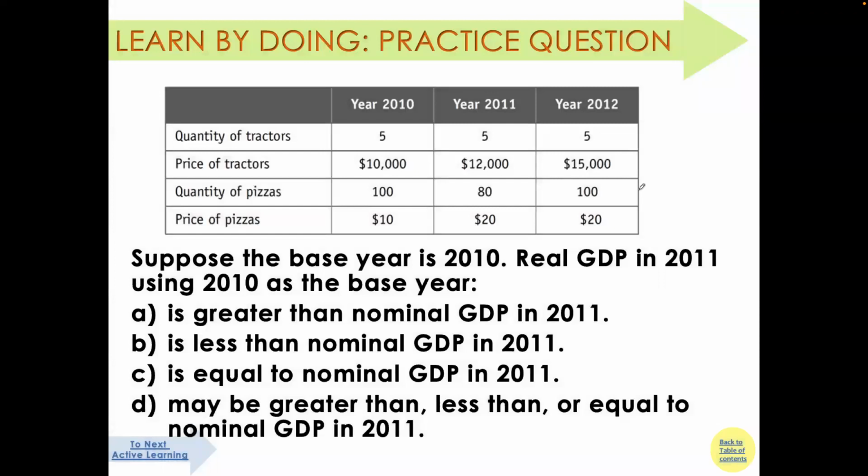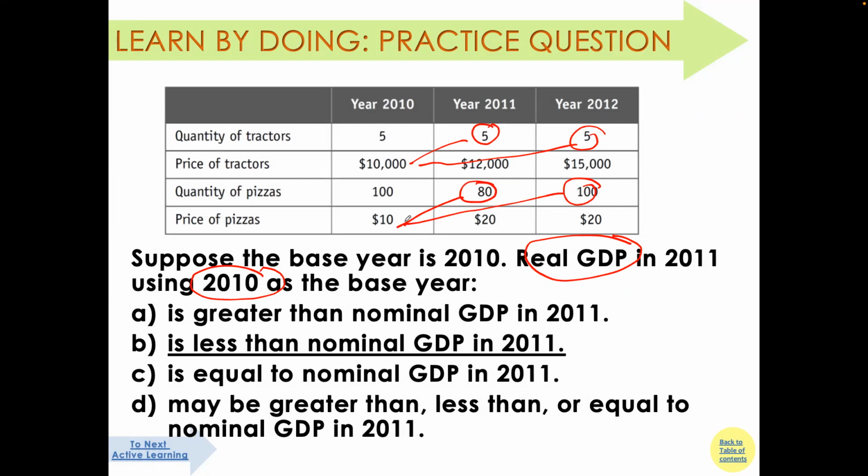Same table. Now this question asks you for real GDP when 2010 is used as the base year. What are we going to do? So use 5 times here, 80 times here, and similarly 5 times here, 100 times here. So this is how you calculate a real GDP. Okay.